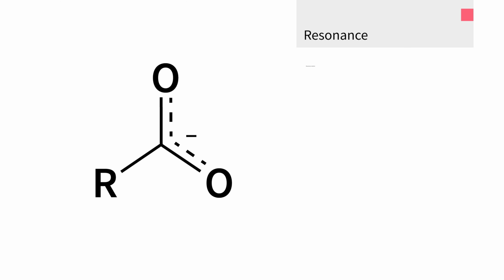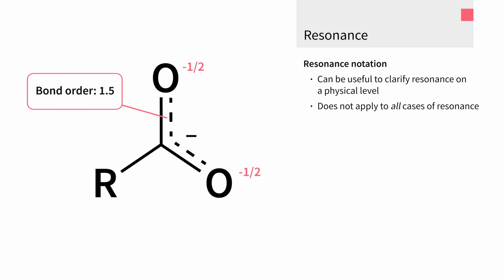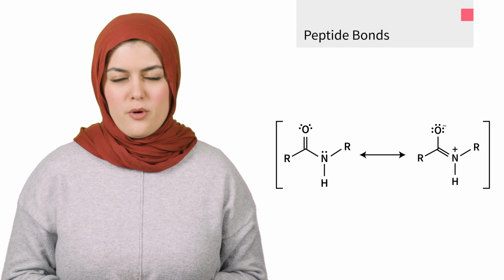The thing with the 1.5 notation is that it can be really helpful, and in particular, it can be useful as a way to clarify what resonance actually means on a physical level. But it doesn't apply to all cases of resonance. Sometimes one resonance structure more closely reflects the molecule's underlying structure than others might. Let's return to our example of a peptide bond to clarify this point.